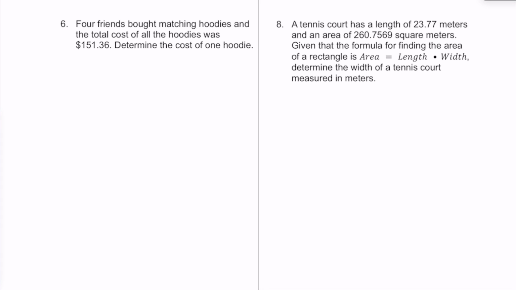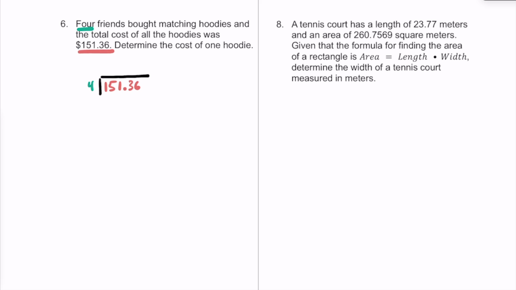So this is a similar one to the last example. So we have 4 of these friends, and they're all buying the same hoodie. That's going to be $151.36 total. That's the total price. So let's go ahead and take this total amount of money, and that's for 4 hoodies. So let's go ahead and split that up so that we can find out the price of just one of them. So let's go ahead and divide this by 4.